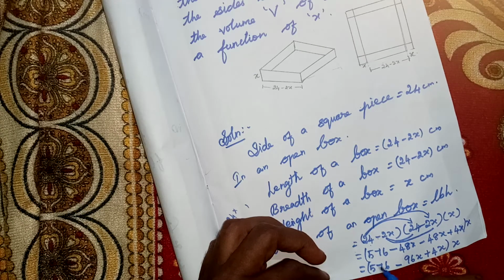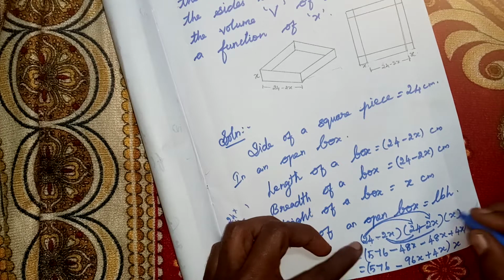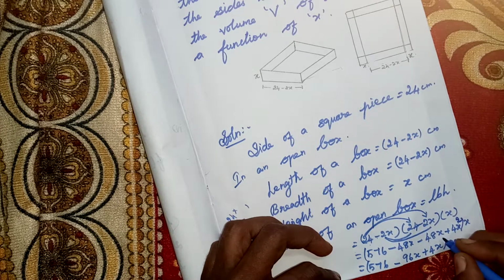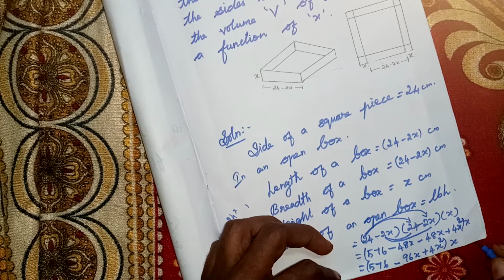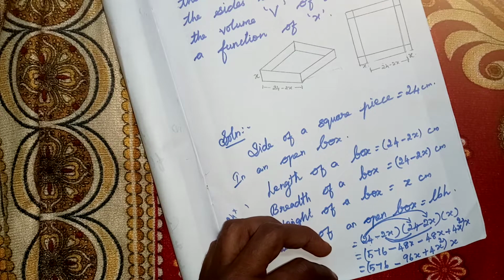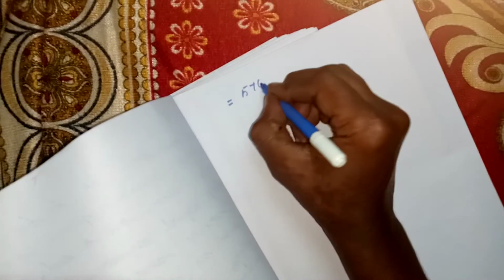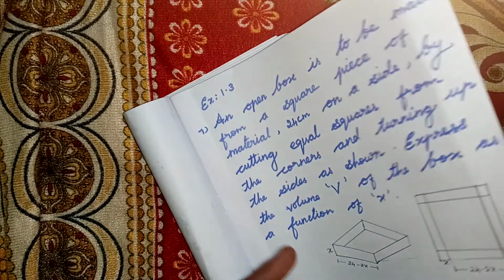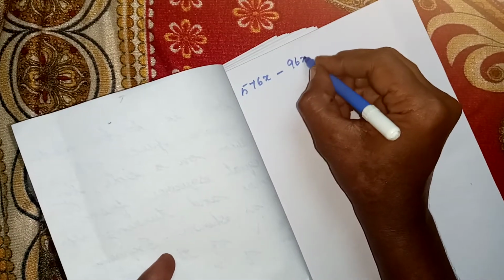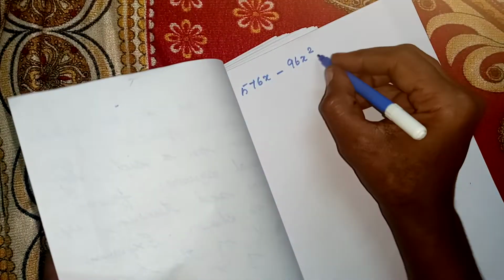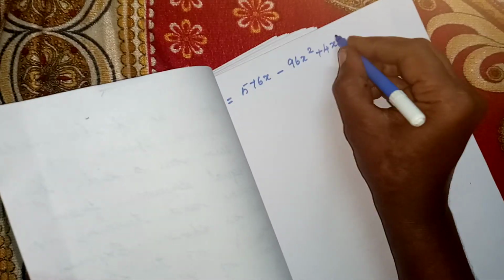When we are multiplying 576 into x, 576x minus 96 into x, minus 96x square. 4x into x, here x square, we get 4x square. 4x square into x, we get 4x cube. Okay, 576 into x, 576x, minus 96 into x, 96x square. 4x square into x, 4x cube.